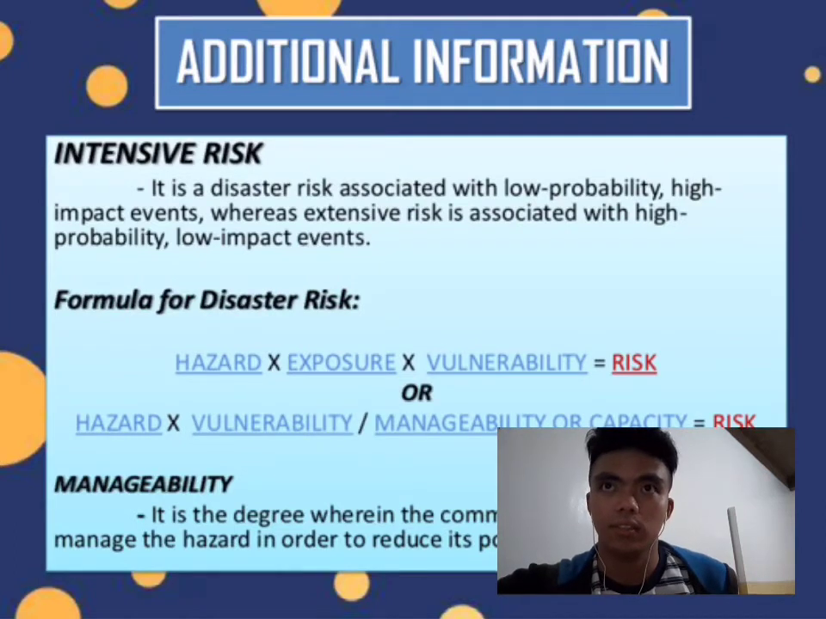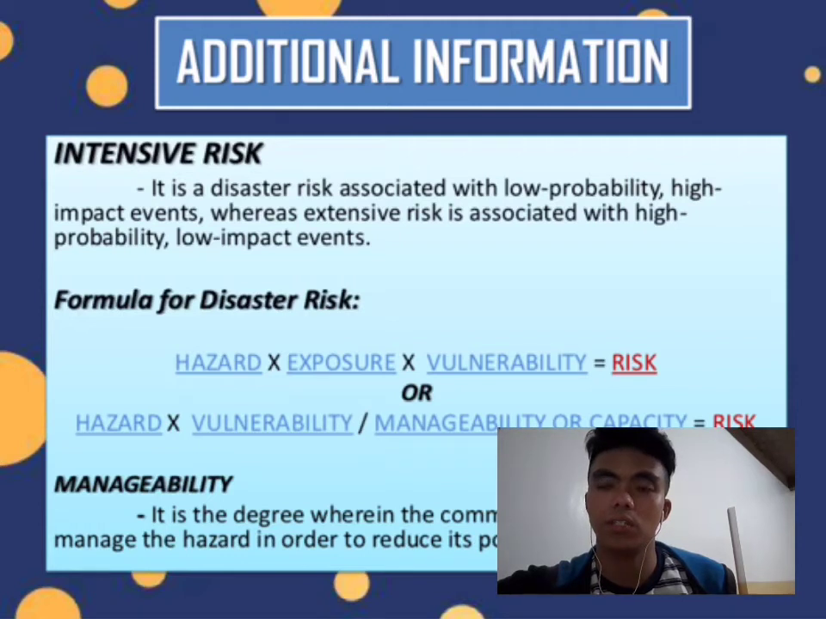Intensive risk. It is a disaster risk associated with low probability, high impact events, whereas extensive risk is associated with high probability, low impact events.